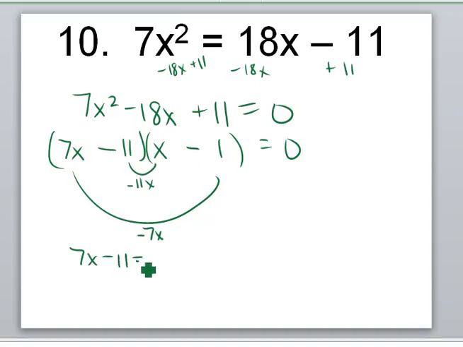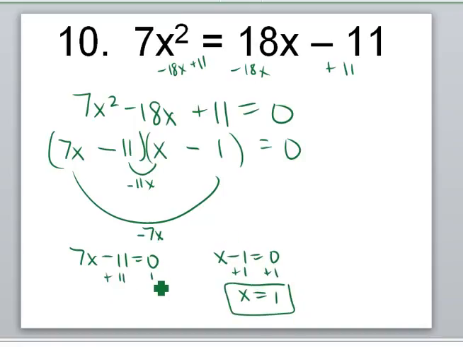7x minus 11 equals 0, and x minus 1 equals 0. Add 1 to both sides, x equals 1 is one of my solutions. Add 11 to both sides, I get 7x equals 11. Divide by 7, x equals 11 sevenths. That's my second solution.